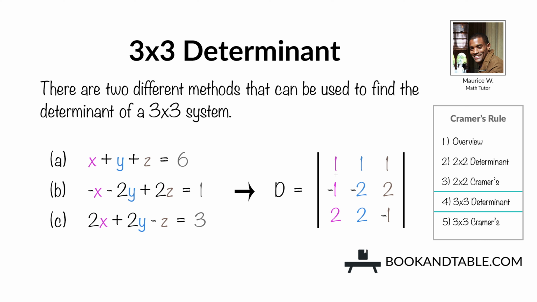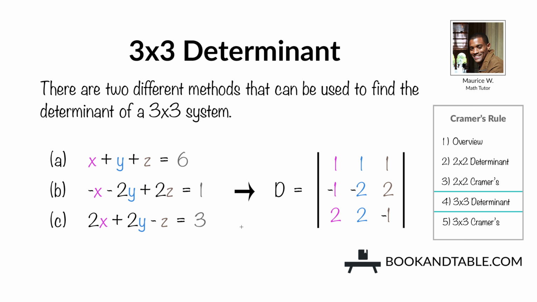The first column represents the coefficients of our x terms, 1, -1, and 2. The second column represents the coefficients of our y terms, +1, -2, and +2. And the third column is represented by the coefficients of these z terms, +1, +2, and -1. So the 3x3s we'll be working with represent the coefficients of our three variables.